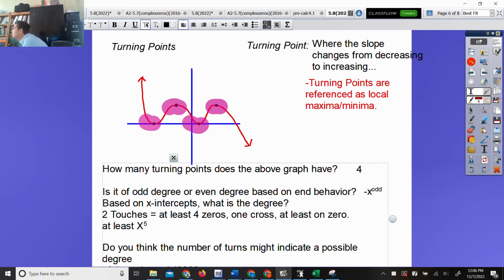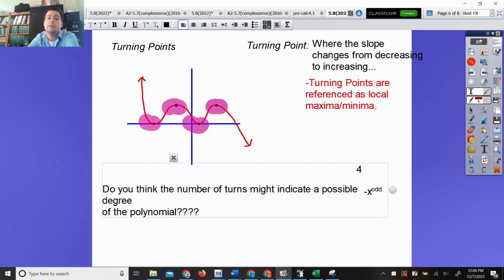It's got 4 turning points, 5th degree polynomial. There's a relationship right here, smack dab on this graph. To go from turning points to the degree of the polynomial, what do you do? It's 4 turning points, 5th degree polynomial. How do you turn a 4 into a 5, kids? Add 1. That's what turning point theorem is. So do you think the number of turns might indicate a possible degree? You should, because it does.